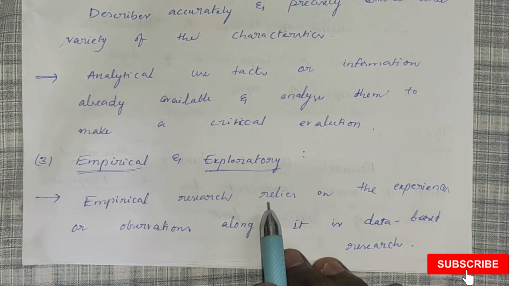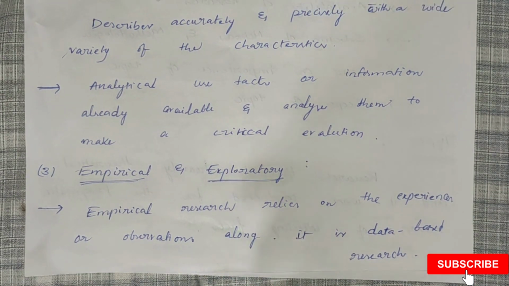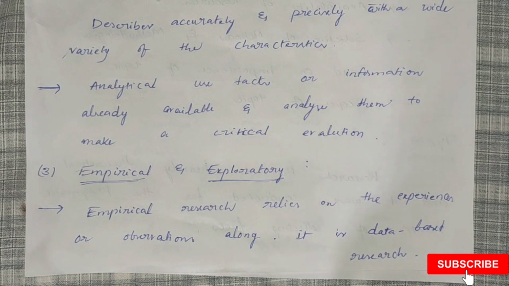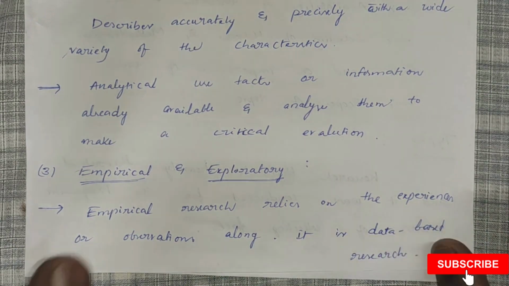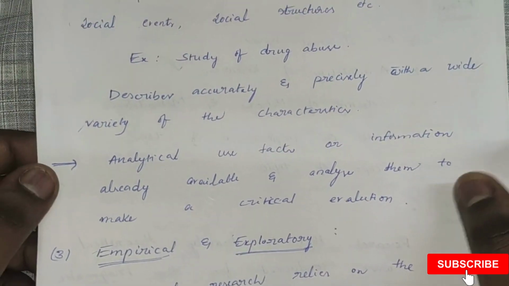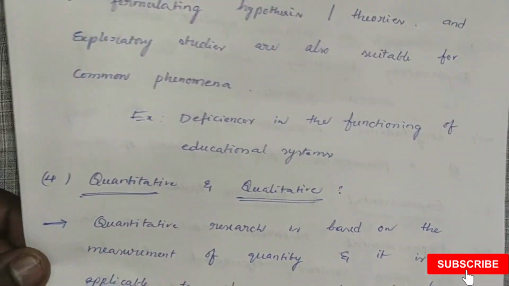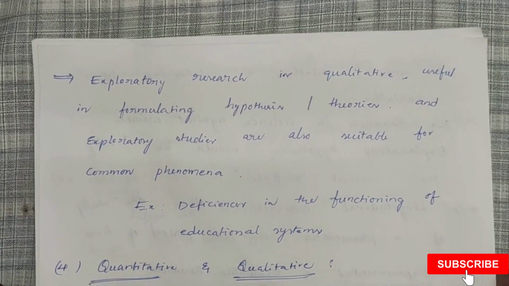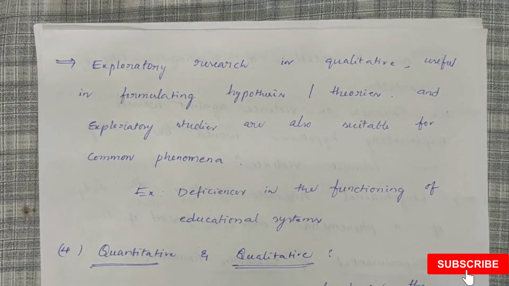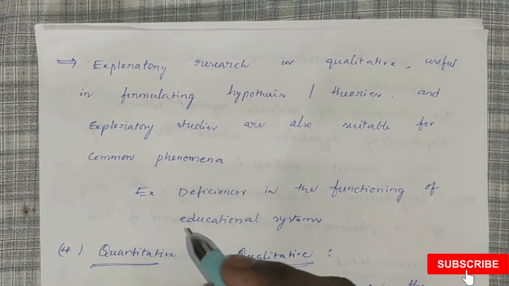Empirical research relies on experiences or observations alone, often without due regard to systems and theory. It is a data-based research. Understand? Coming up with conclusions.